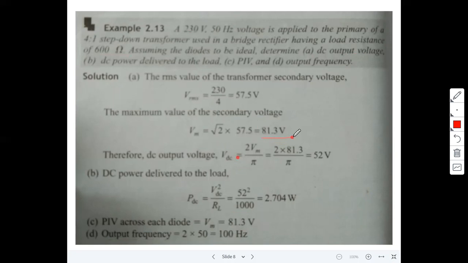Once you know the Vm, from that you can easily calculate VDC. Once you know the VDC, power is equal to V square DC by RL, that is equal to 2.704 watts.